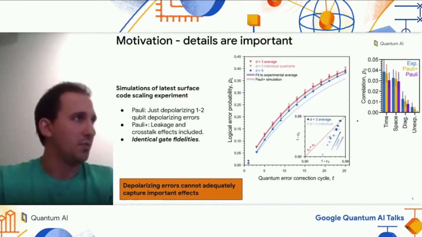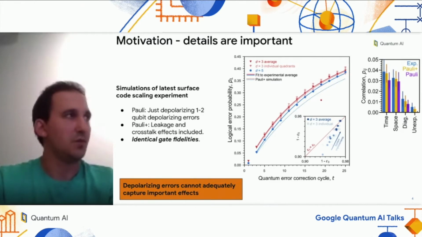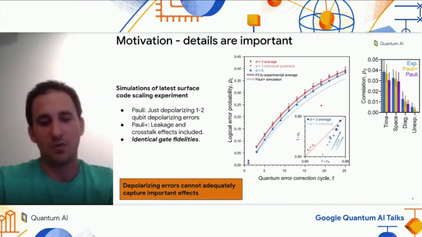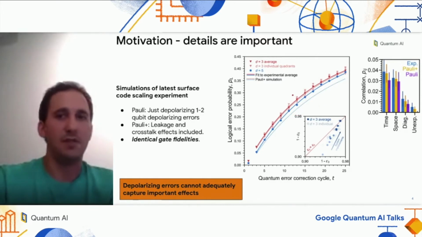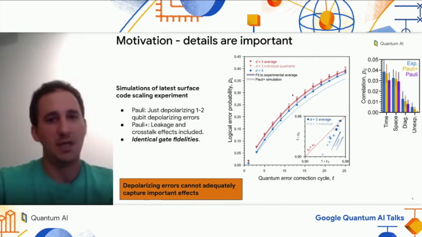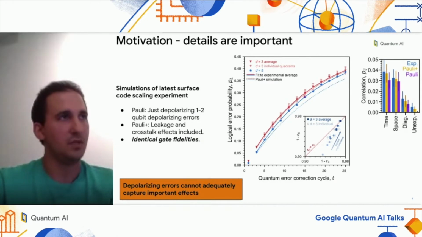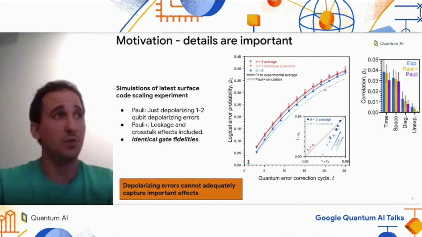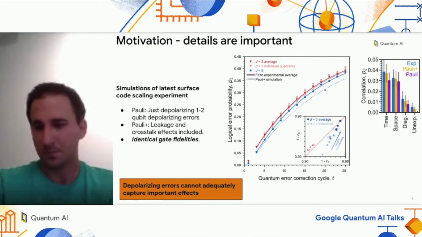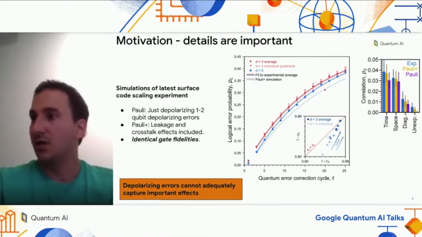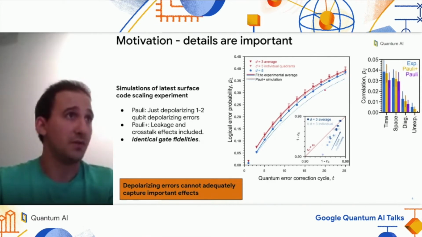Now, we see very similar results when we simulate our surface code experiment. Here are some simulation results from our latest surface code scaling experiments. In this first figure, we have a plot of the logical error probability as a function of the number of error correction rounds, for both distance 3 and distance 5. The solid lines are fits, and the dashed lines correspond to simulation predictions. These are not fits. They come from low-level characterization of errors in the device.